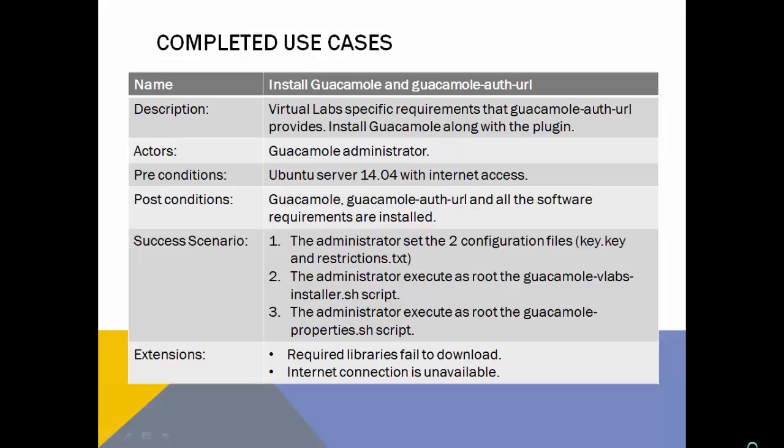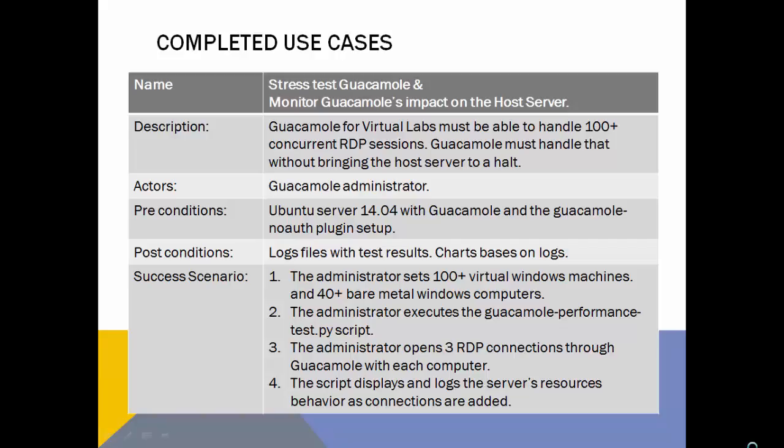Install Guacamole and Guacamole auth URL. To install Guacamole, you need to build it and then place configuration files in specific locations. I developed a script to automate the installation of both Guacamole and the authentication plugin. Stress test Guacamole and monitor the host server. VLabs needs to be able to establish at least 100 concurrent RDP sessions. I developed a script to monitor the server's resources and used it while the stress test opened 145 RDP connections to Guacamole.